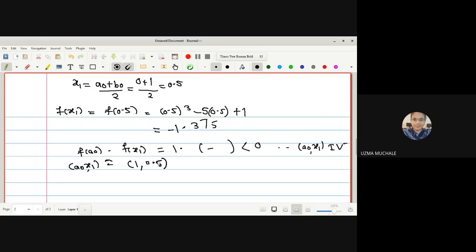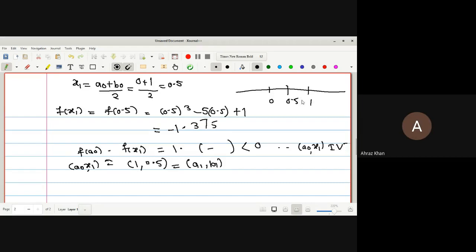Now, what is the next step? We have to rename the interval. Renaming the interval as a1, b1. Okay, what is the value of a1? We have 0. And the value of b1 is 0.5. So if you want to show it, here it is 0 and 1. Now this whole interval, the big interval, is reduced to half. So what we can say, the root lies in the interval a naught to x1.